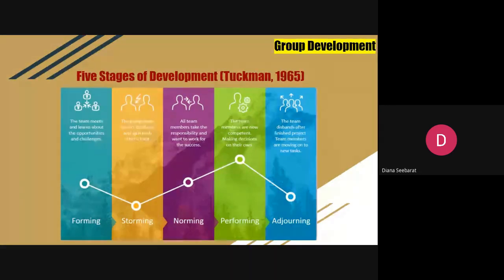The fifth and final stage is adjourning. Tuckman and Jensen 1977 amended their stage model to accommodate the closure stages that groups experience. This is a difficult stage to enter as it marks a period of closure and finality according to Smith 2005. And it should include a celebration and recognition of the group's accomplishments, also a reflection of the lessons learned about what was effective and ineffective.